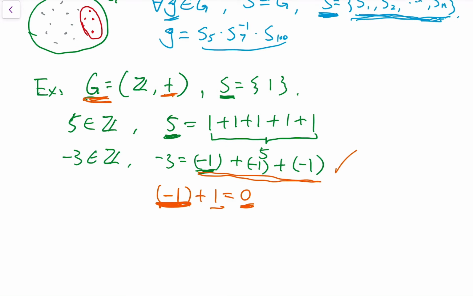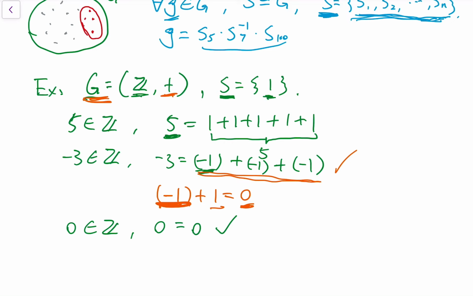And how about 0? 0 is an integer, and 0 just equals 0 numbers of ones. So that is still a finite number of ones. So 0 also works. So according to this idea, we can prove that every integer n, every integer of the group, can be written as a finite addition of 1 or -1.